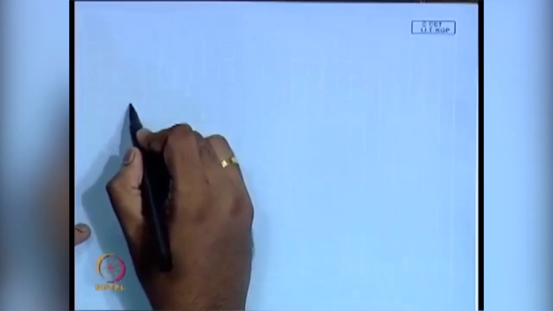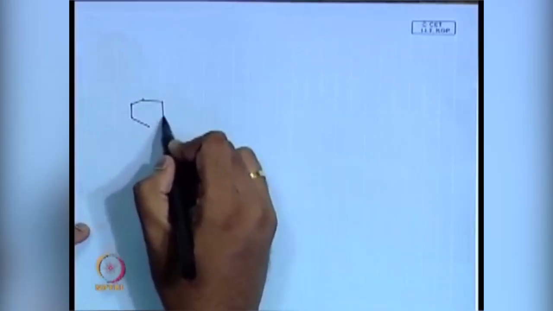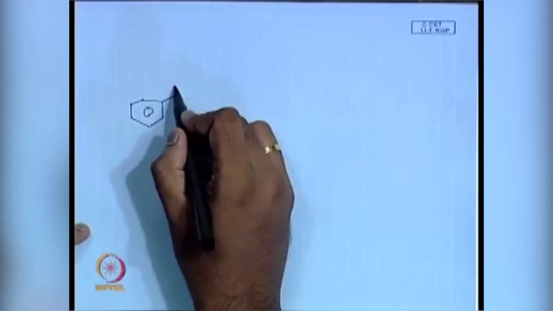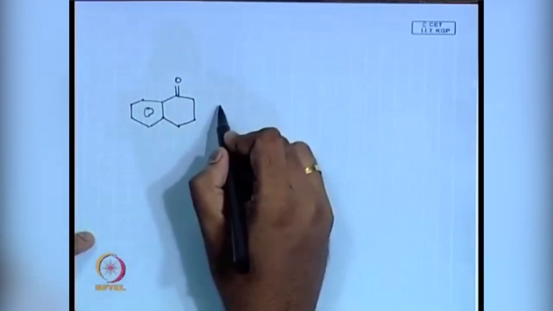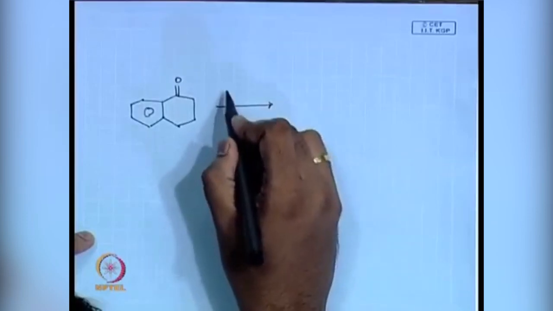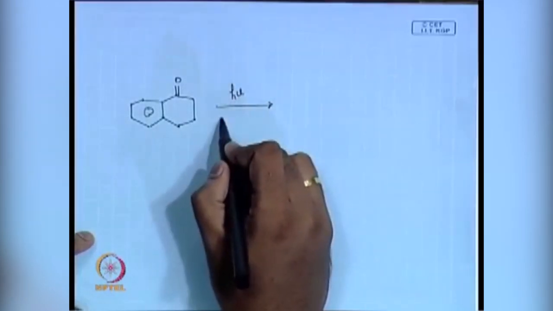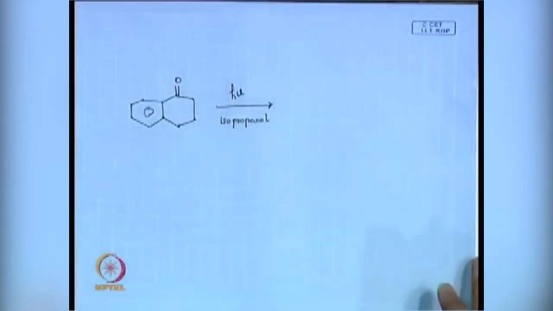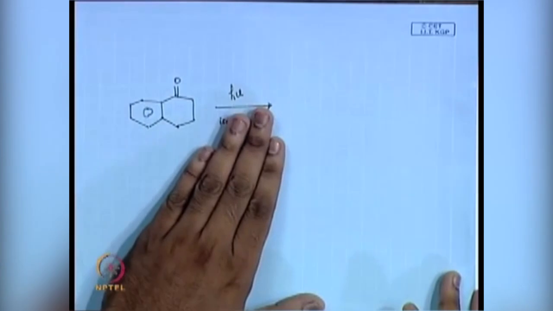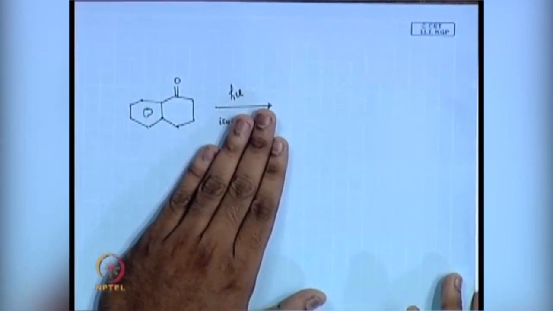You can write this product. I have a system like this. See, like that, I am going to give you most of the time in exam. I give a system like this. I say it is photolysis in presence of isopropanol. So, what you do most of the time, you will forget this solvent. You will never think of this solvent.